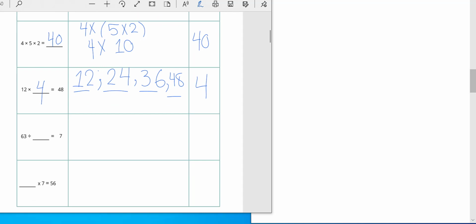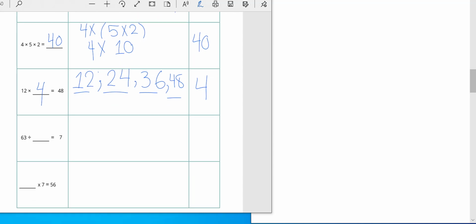The next exercise is 63 divided by what equals 7. Here we can use the inverse operation, which is multiplication, and it will be easy. 7 times what equals 63? From the table, 7 times 9. So the missing factor is 9. The divisor is 9. So the answer is 9.